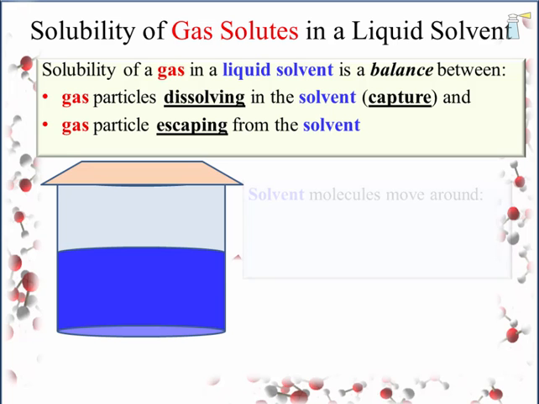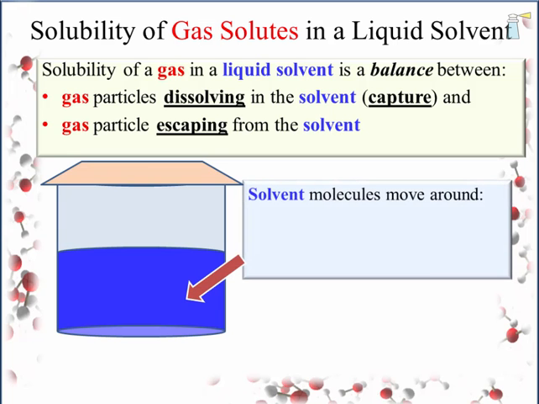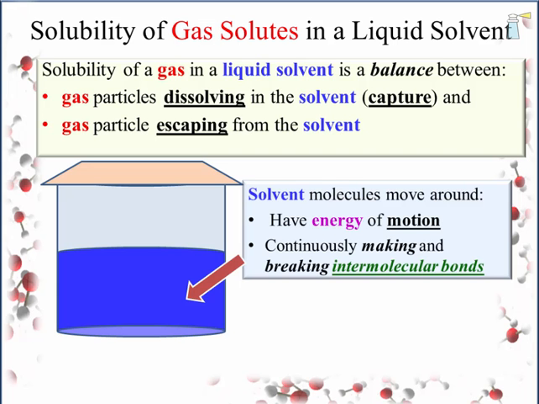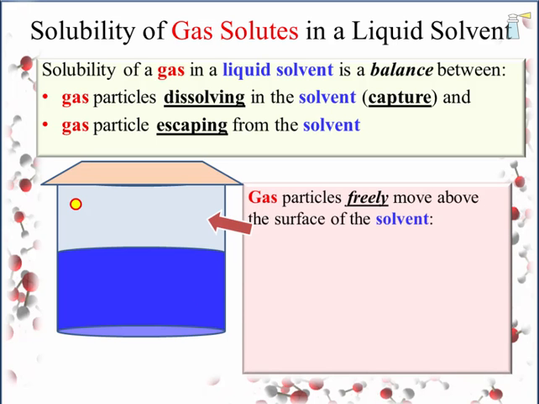Returning to the solvent, it is colored dark blue here. The molecules that make up the solvent are constantly moving around. They have thermal energy of motion and are continuously making and breaking intermolecular bonds. Now consider a gas particle above the surface of the liquid. It is freely moving about as would be expected of a gas particle.